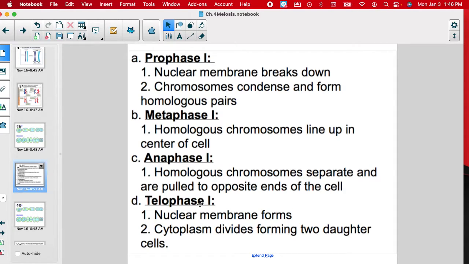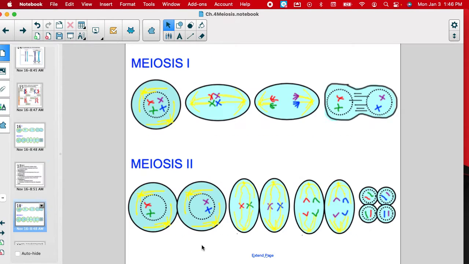And then finally, telophase 1, the nuclear membrane forms, and then it will go through cytokinesis, which is not listed in your book, but the cytoplasm does divide, and we end up with 2 daughter cells. So that's meiosis 1. So now those 2 daughter cells are going to go through another round of division.